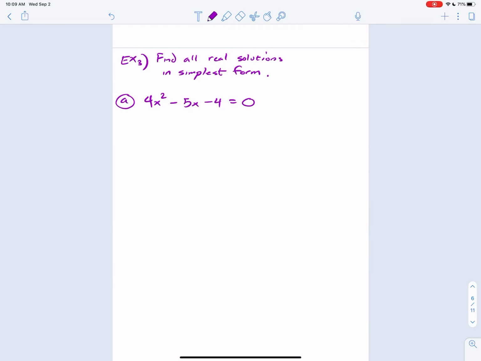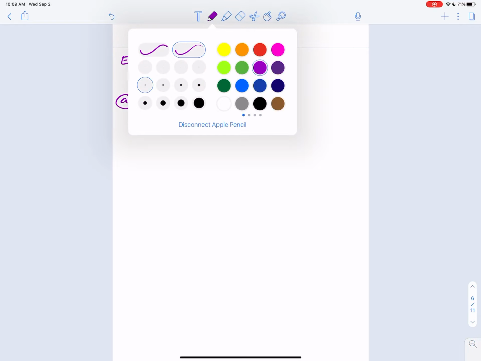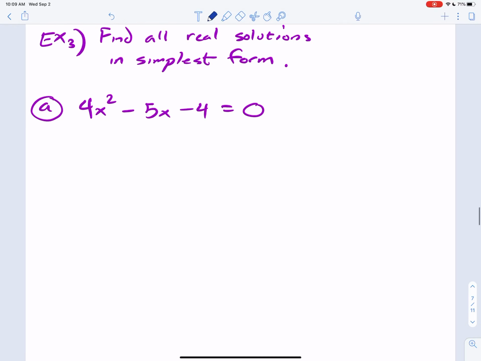Okay, here's the last example. Example 3, find all real solutions in simplest form. Pause, write it down, press play when you're ready, okay? Okay, so here I noticed that it's already equal to 0, so I don't have to move anything around. So let's write it down.